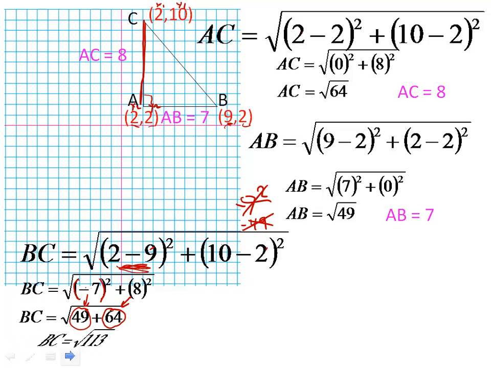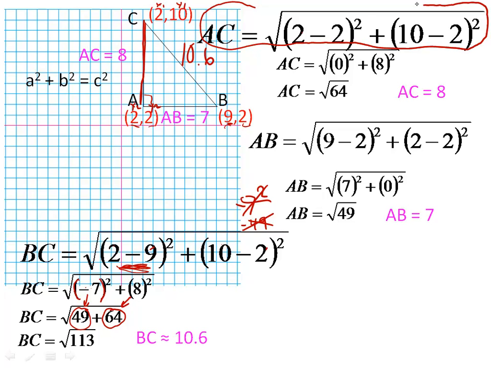Alright, then simplifying. Square root of 113 and BC equals 10.6. Now perhaps some of you noticed that this is a right triangle, and this brings us to another one of our proficiencies, the Pythagorean theorem. This Pythagorean distance formula that we've been using up here is based on the Pythagorean theorem. But you don't always have a picture here like this to help you.